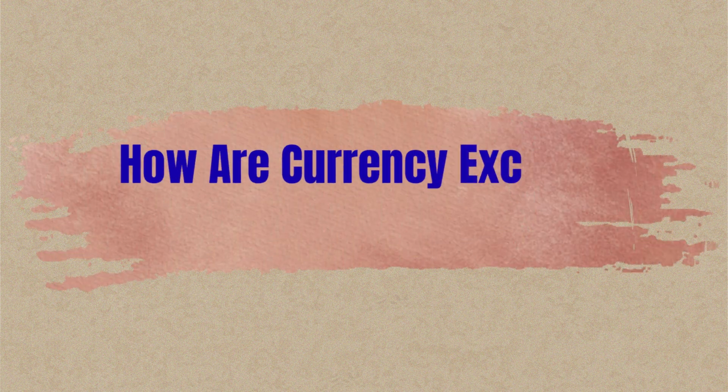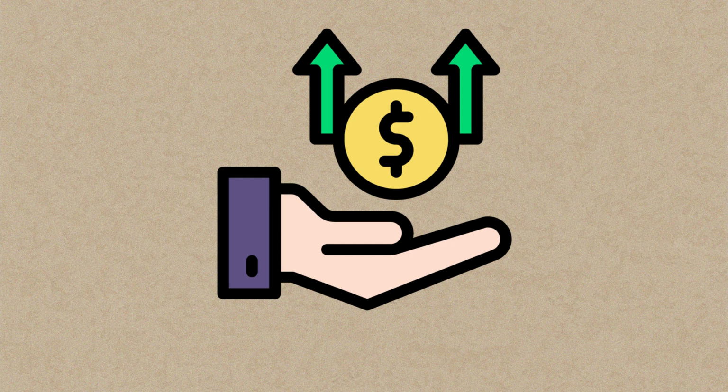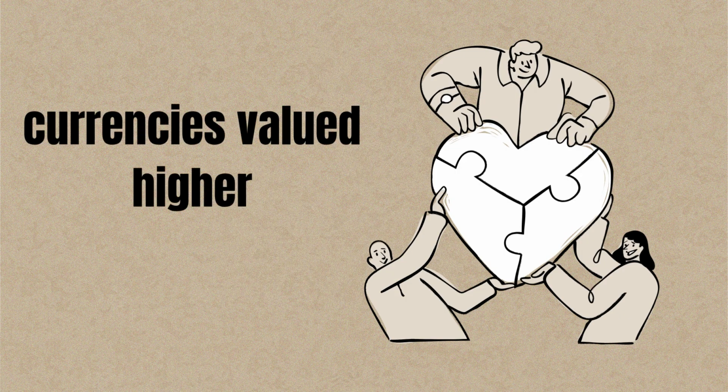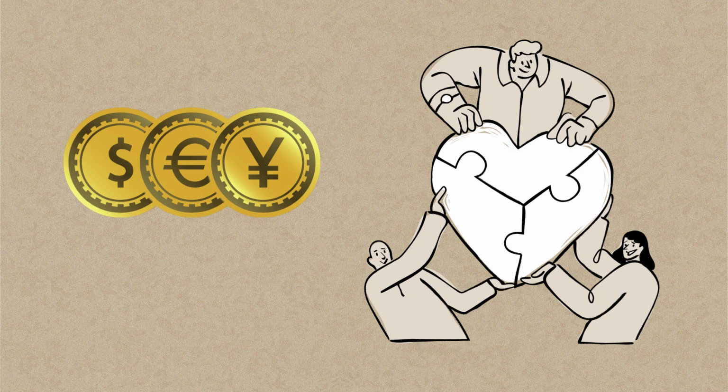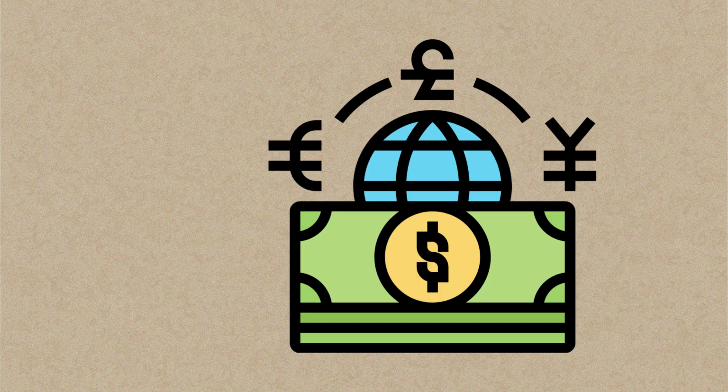How are currency exchange rates determined? Most currency isn't backed by any finite goods. So how are some currencies valued higher than others? Current international exchange rates are determined by a managed floating exchange rate.